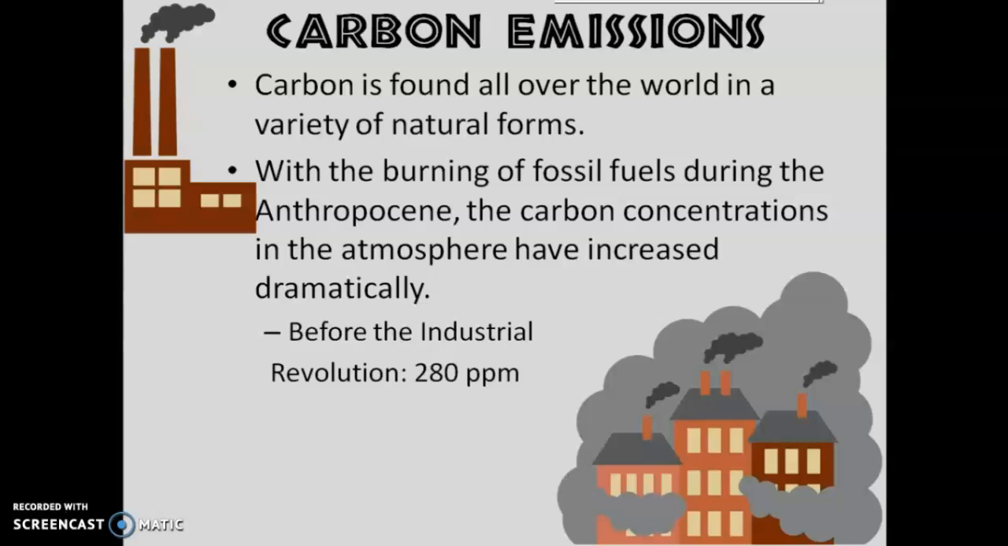So before the Industrial Revolution, we had a carbon concentration of 280 parts per million. Now, in 2009, they had skyrocketed up to 387 parts per million, and that's the amount of carbon dioxide that we have in our atmosphere. Currently they are at 412 parts per million. So you can see that has not gone down at all. In fact, it has increased pretty significantly.